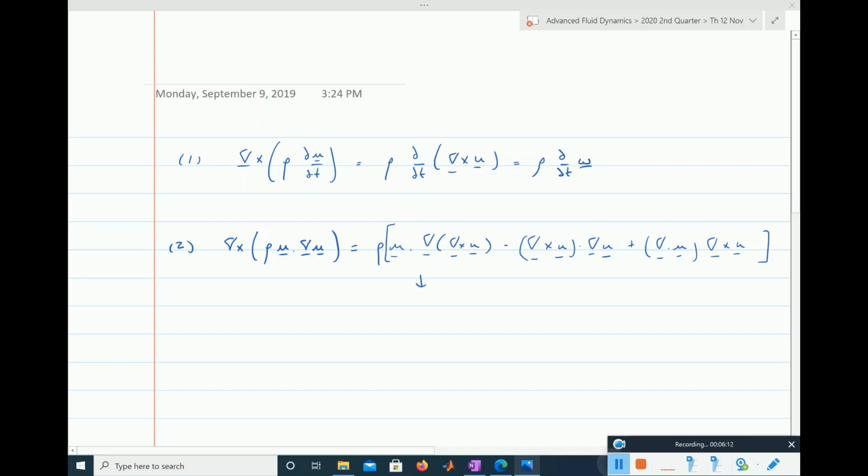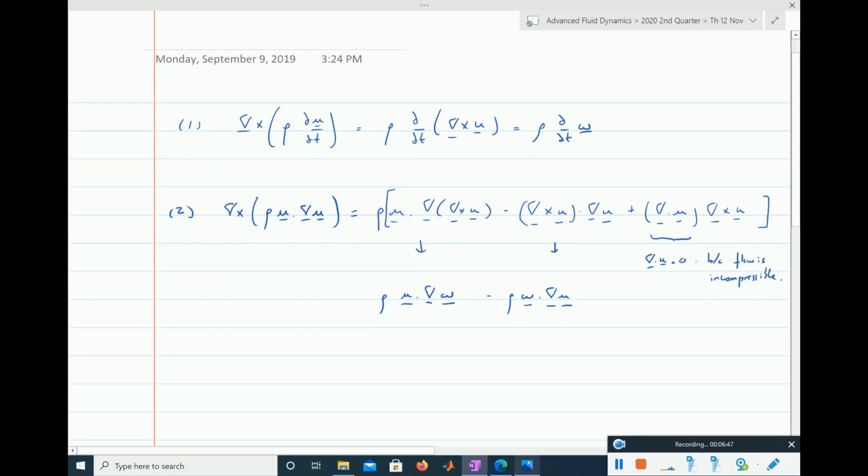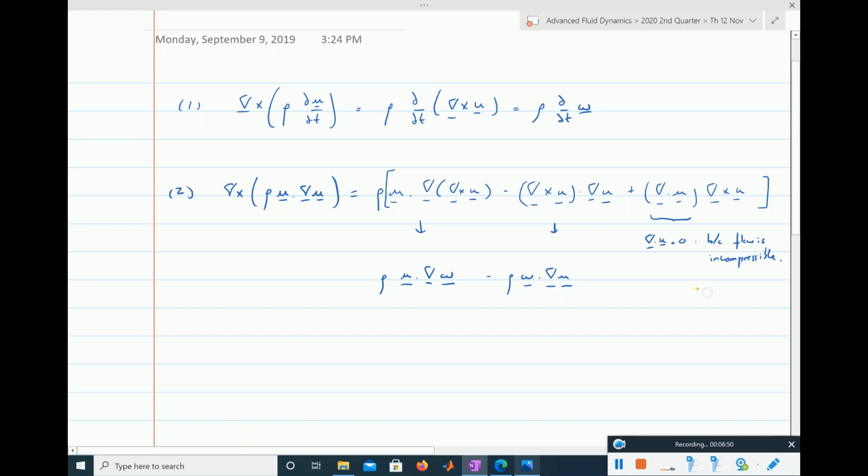Here, this term is equal to rho, and this is u grad. We recognize the vorticity. Here, we recognize the vorticity grad u, so this is minus rho the vorticity grad u, and finally this is the divergence of u times the curl of u, and this divergence of u is equal to 0 because the flow is incompressible. Remember that we are always within incompressible flows here in IFD, so this whole last term is equal to 0.